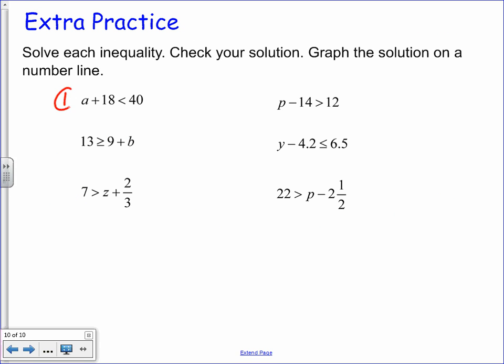And here are our practice problems. Try these the best you can. We'll go over them first thing next time we see each other. Good luck.